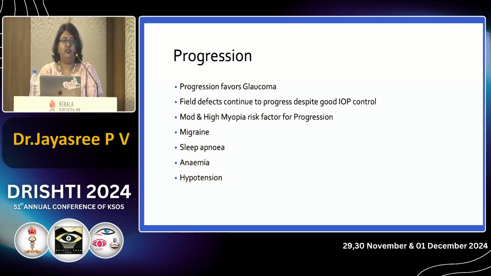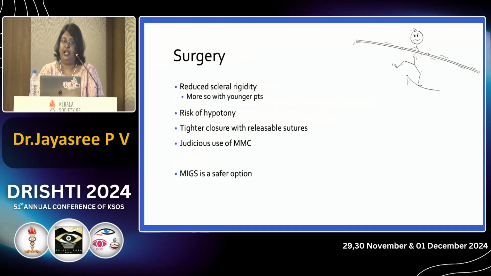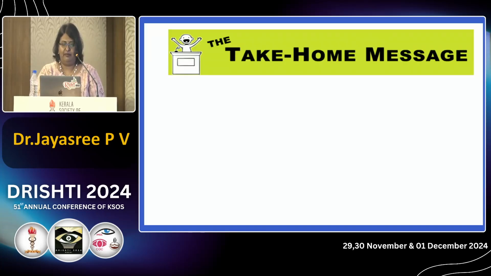Field defects continue to progress in spite of good IOP control because of possible fluctuations. Myopia itself is a risk factor for glaucoma. Migraine, sleep apnea, anemia, hypotension all add to the risk. Just a word about surgery. Hypotony is a major risk factor. So it's a tight balance between hypertony and hypotony. MIGS is a promising surgery because the flap is not involved.